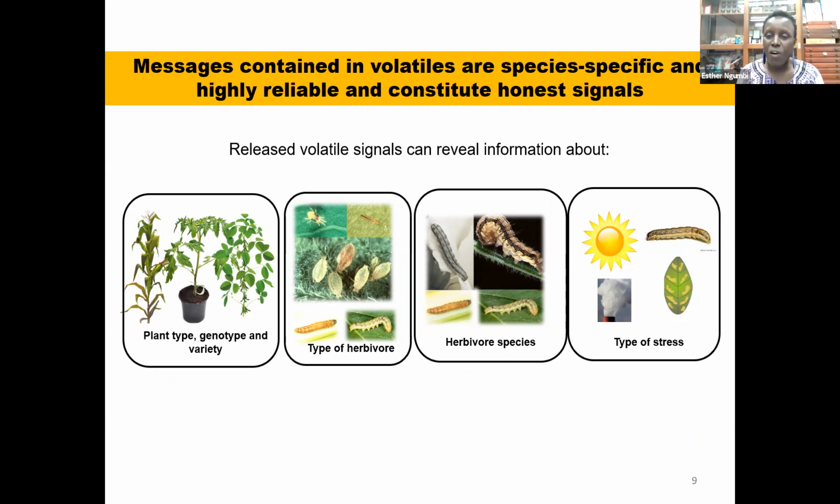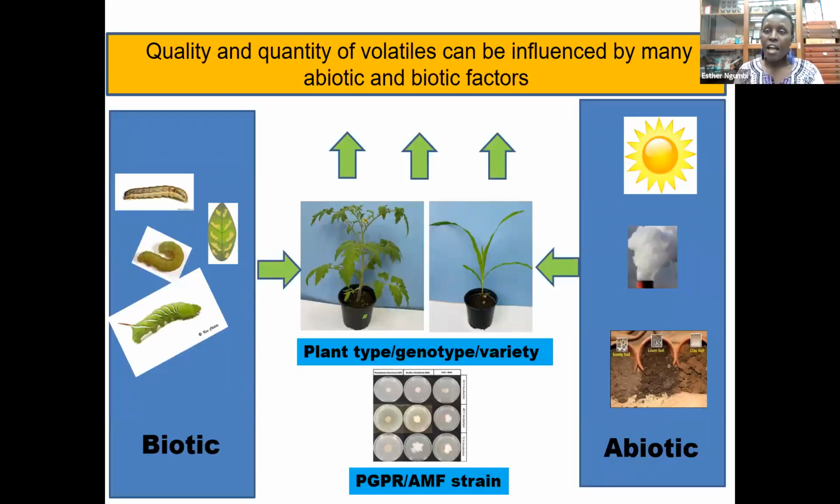And moreover, we also know that these volatile signals can help us know what type of stress the plant is facing. Is it biotic, which is herbivory, or is it abiotic, drought stress, flood stress, and many other stresses that the plant encounters every day of its life cycle? And we know for sure the quality and quantity of these volatiles can be influenced by many, many factors. It can be influenced, as I said, by the herbivore species, by the plant disease that's affecting the plant. The microbe strain can also influence the quality and quantity.